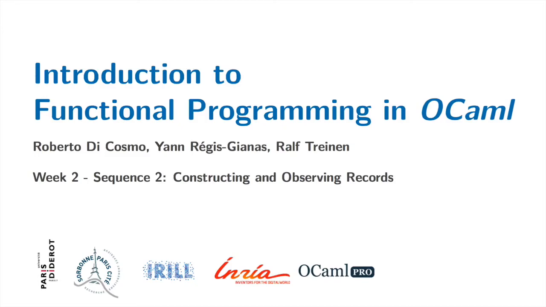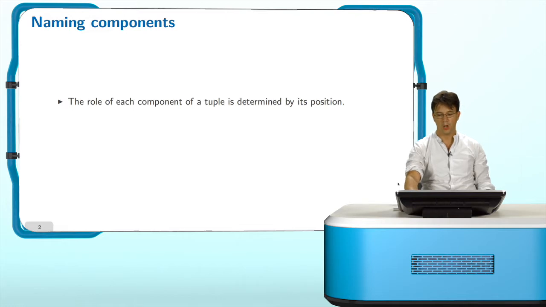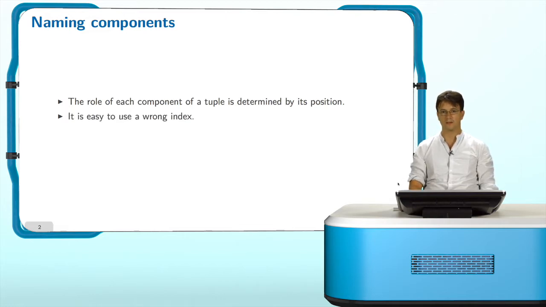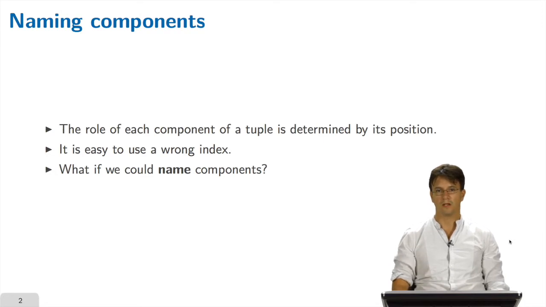Welcome back. In the previous sequence, we have seen that the role of each component of a tuple is determined by its position. But we have also seen that it is easy to use a wrong index. Maybe if we could name each component, it would help us avoid that kind of programming errors.